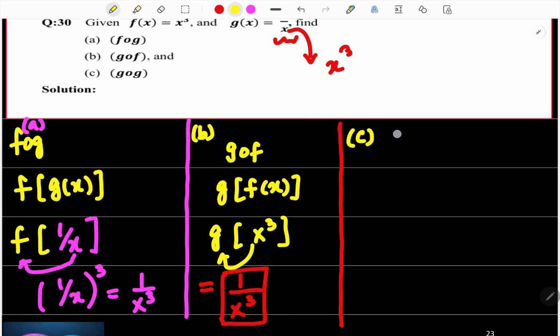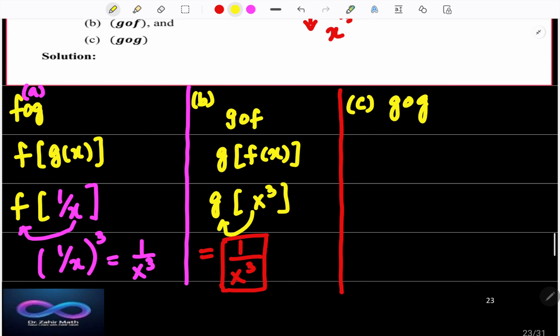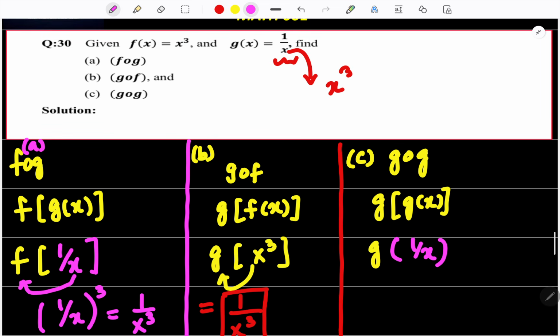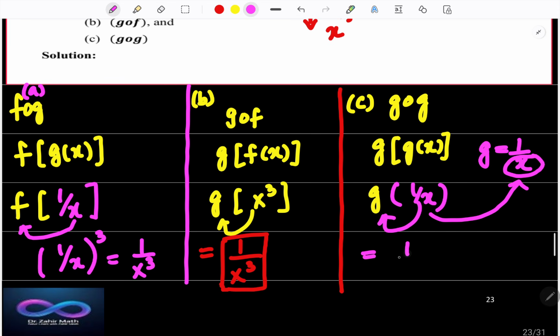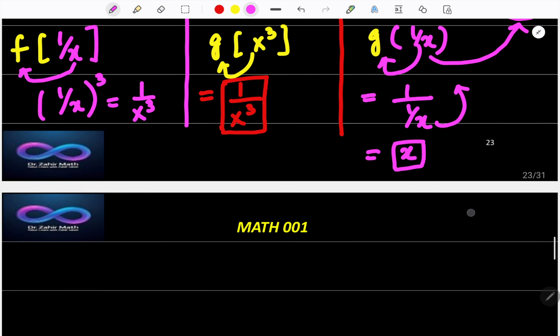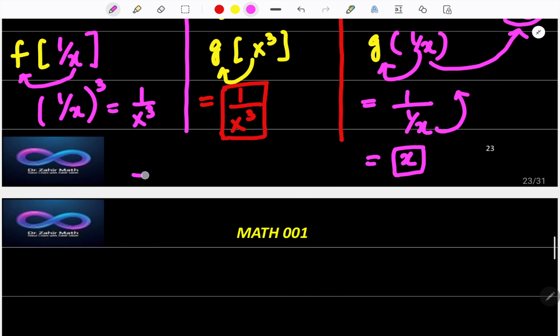What's your C question? g composite g, g of g of x. This equals g of, what is your g of x? g of x is 1 over x. Again, you have to go to g. Keep in mind, g is 1 over x. In the place of x, you have to put this 1 over x. So this equals 1 by 1 over x, which is equal to what? Flip, you will get x. Right? So this finishes your composition of functions as well as exercise 2.6.